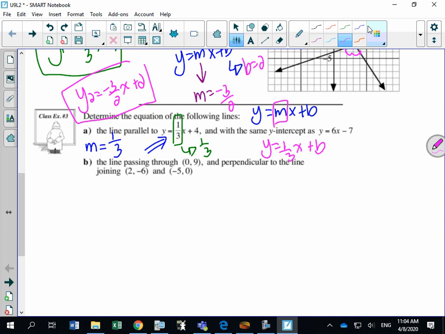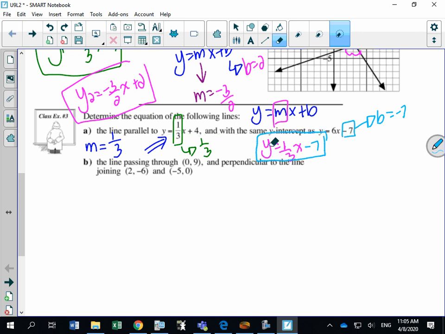Now I just need to get that b value, and that's my y-intercept. So what do they want the y-intercept to be? Well, they want it to have the same y-intercept as this. So what was the y-intercept for this equation? Well, you should say to yourself, the y-intercept is the b value. b is equal to -7. If they want it to have the same y-intercept as this equation, they want the new y-intercept to be -7. So I'm going to go over here, erase that b, and they want the y-intercept to be -7.